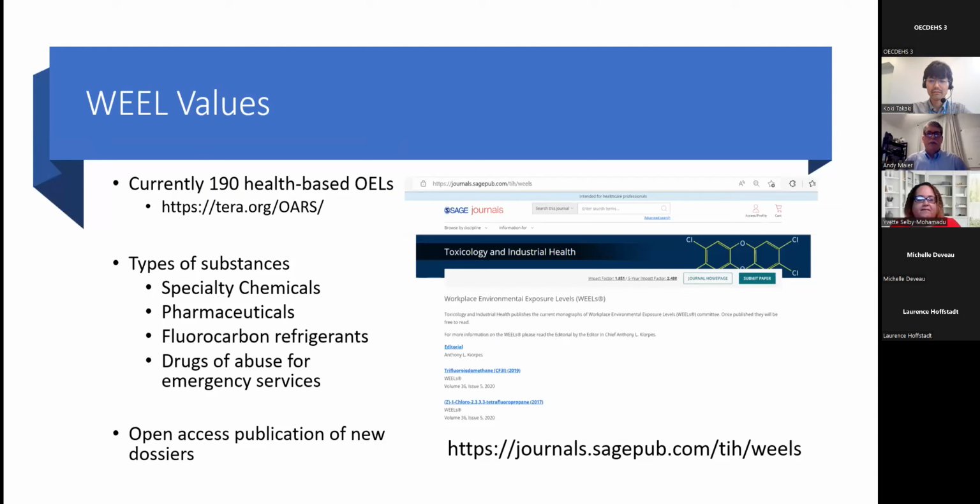As far as the WHEEL values, we have currently about 190 health-based OELs that are published. You can find the list of the WHEELs on the website that's listed here. In addition, because we see the value and really the importance of making sure that the OELs documentation is available for deep inspection, because we want our users of OELs not to have any barrier to understanding the science behind it, in 2019, we started an initiative to publish as open access journal publications all the new OEL dossiers developed by the WHEEL Committee.